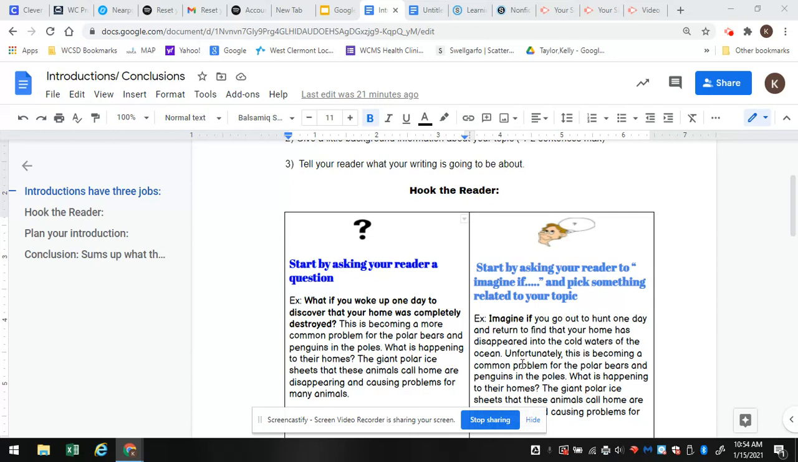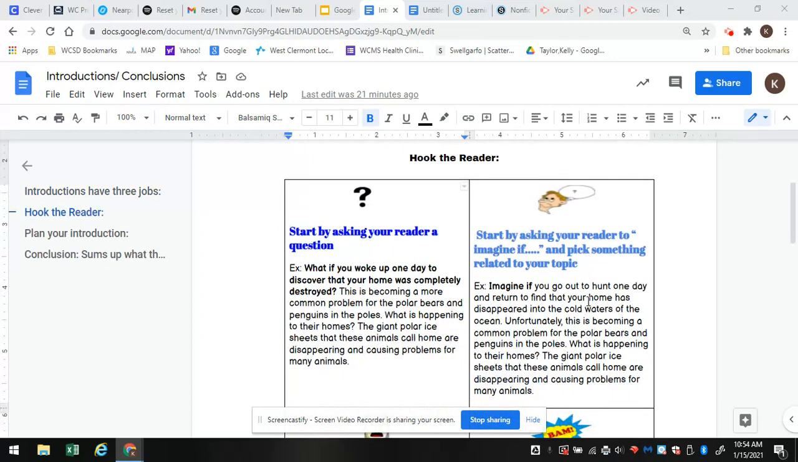Another way that you could hook your reader, and this is another one that I know is easy for sixth graders to use, is to start by asking your reader to imagine if. Imagine something related to your topic. If you take a look, here is my example on my same topic. Here's another way that I could have started my paper. Imagine if you go out to hunt one day and you return to find that your home has disappeared into the cold waters of the ocean.